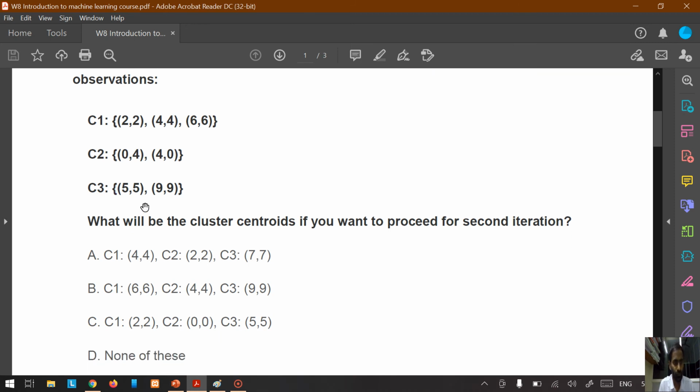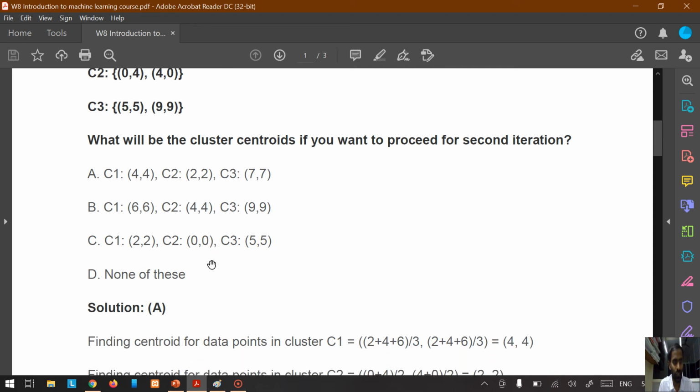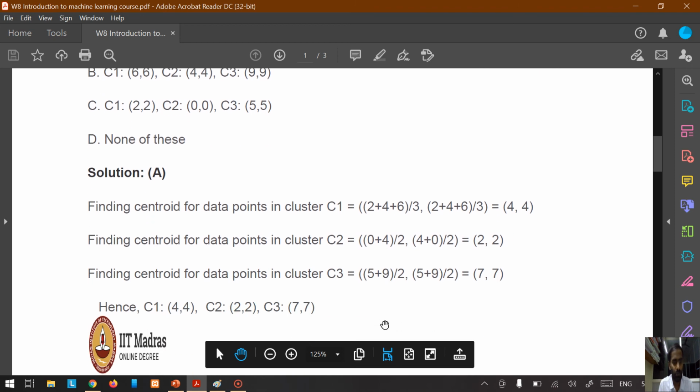Coming back to cluster 3, the points are (5, 5) and (9, 9). 5 plus 9 by 2, that is 7, in both coordinates. So the option is (4, 4), (2, 2), (7, 7). That is answer A. So we find the centroid for each cluster like this. Coming back to the third question.